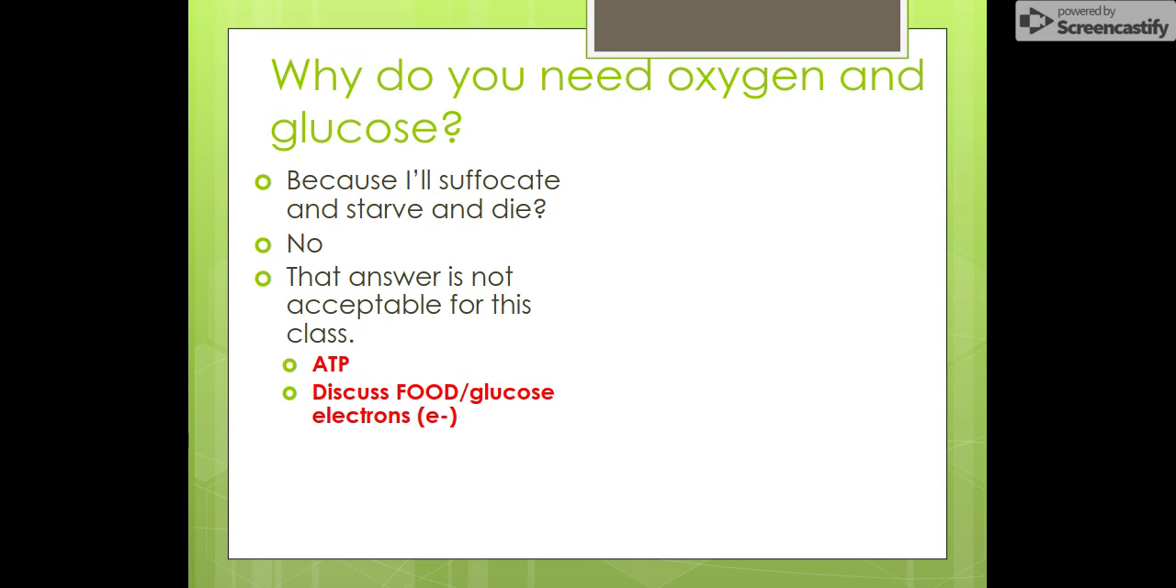Okay. So why do we need oxygen? Why do we breathe and why do we eat food? Okay. Is it because we'll suffocate and starve? Well, no, not technically, right? Those things are true. But on the cellular level, there's a whole other reason for that. And that's what we'll look at here.